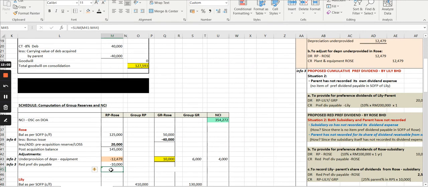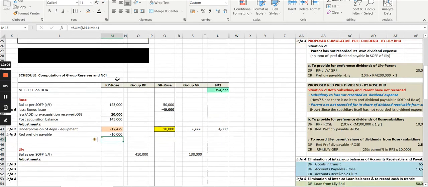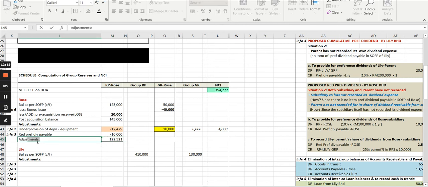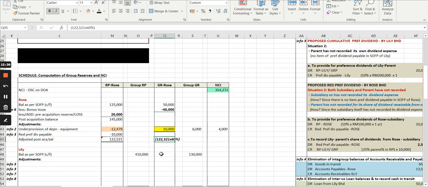So after you have done all the adjustments for the subsidiary, you can total up the post-acquisition balance, or this is actually the adjusted post-acquisition balance, and that one is 122,521. Look at how much is the share of the parent and how much is the share of the subsidiary. So this is the share of the subsidiary and the share of the parent. I apologize for that.